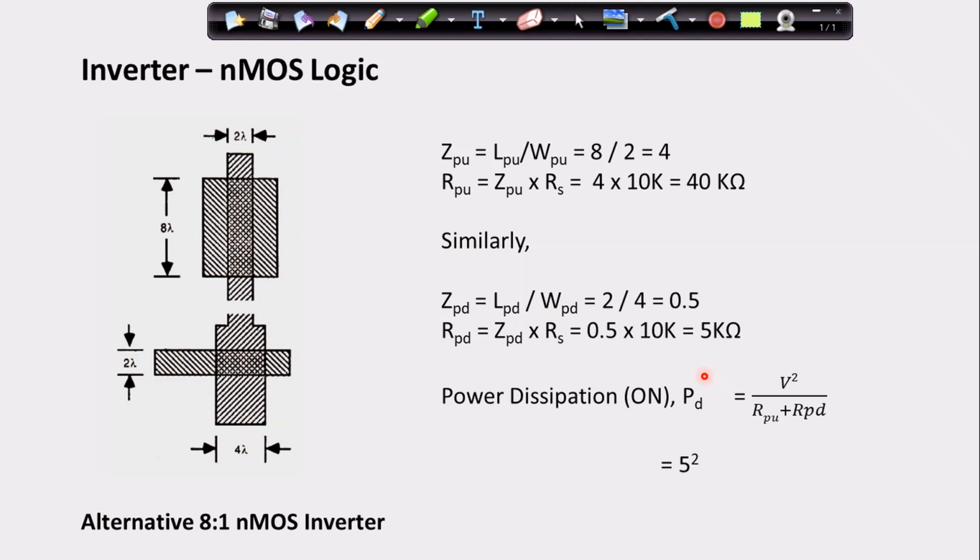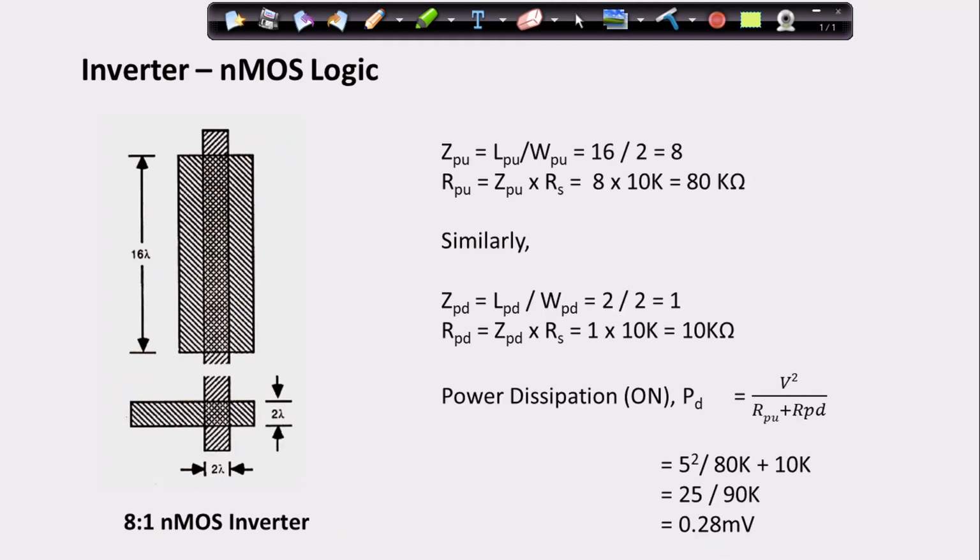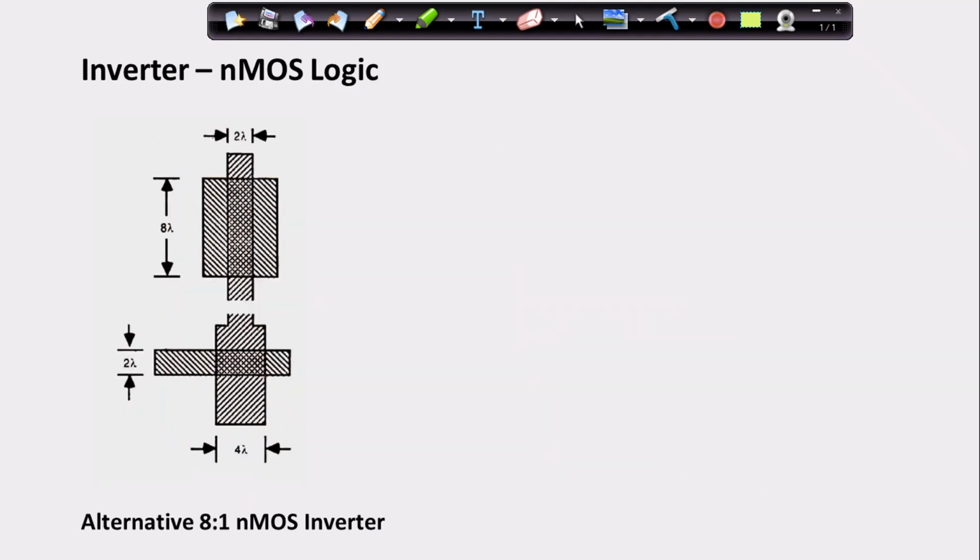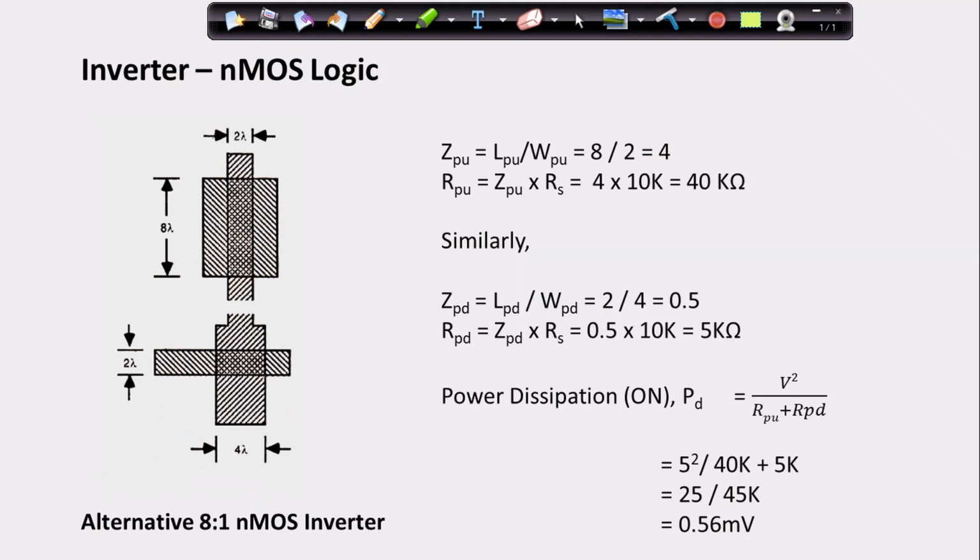Now V square is 5 square, the pull up is 40 kilo ohm and the pull down is 5 kilo ohm. So 25 by 45k will result in 0.56 millivolt. As you can see in the previous slide, we had achieved a power dissipation of 0.28 millivolt, but in this case the value we have achieved is 0.56 millivolt. So the power dissipation has been increased.